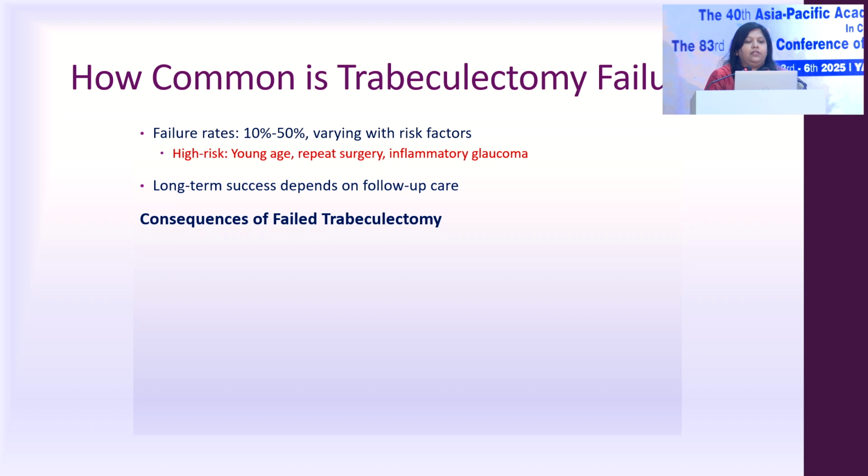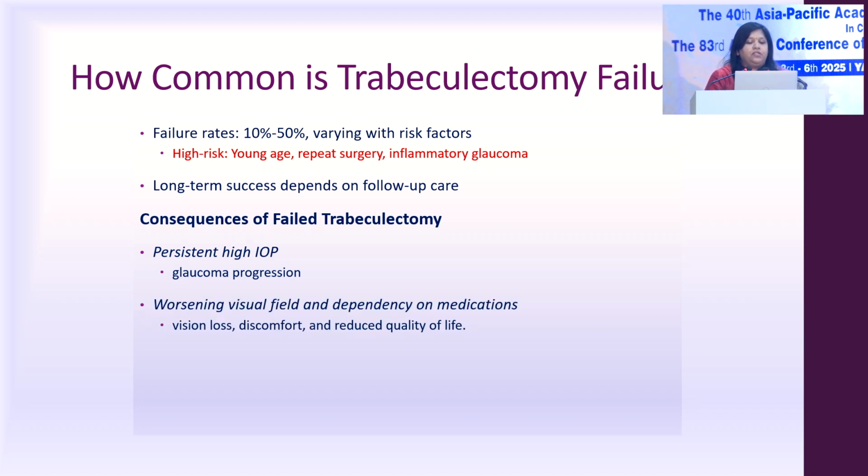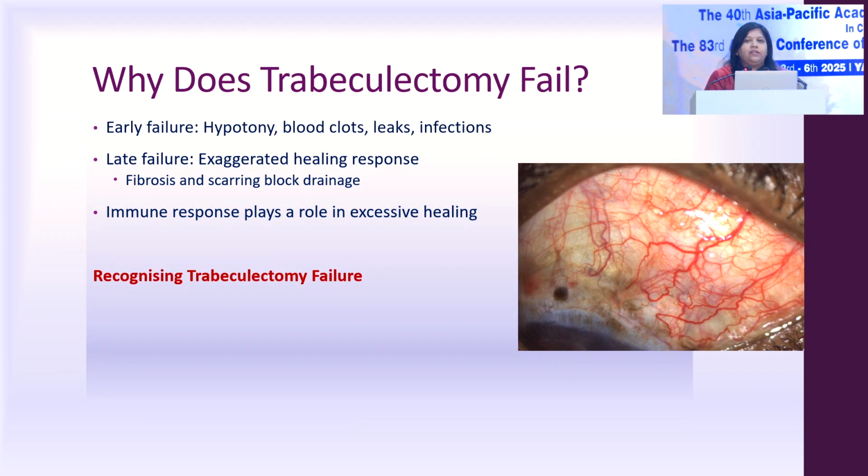So, how common is TRAB failure? It ranges from 10 to 50%, varying with risk factors, and the high risk in this category are young age, repeat surgery, and inflammatory glaucomas, and long-term success depends on follow-up care. So what are the consequences of a failed TRAB? You have persistently high IOPs leading to glaucoma progression, worsening visual fields, and dependency on medications which reduce the quality of life, and there is a potential need for additional surgery.